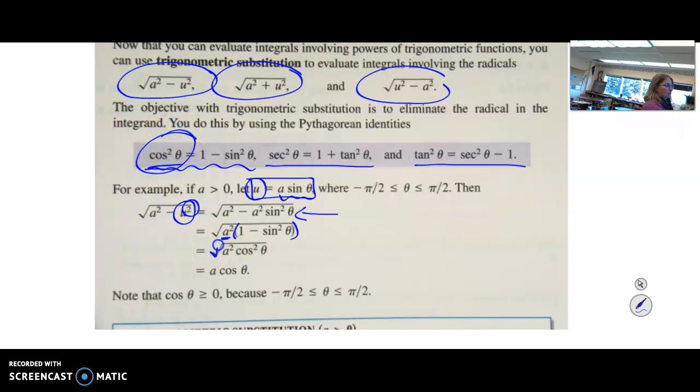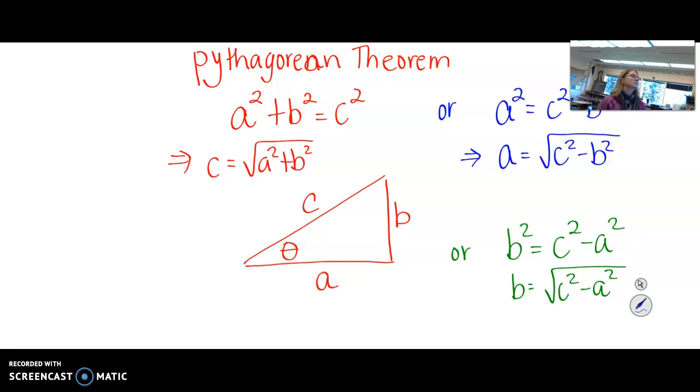So we have the square root of a squared cosine squared theta. Since this is now a product instead of a difference, we can take the square root of a and we can take the square root of cosine squared, and we end up with a cosine theta. So for the square root of a squared minus u squared, we can use a trig substitution, u equals a sine of theta. And you'll see how this works when we do some examples.